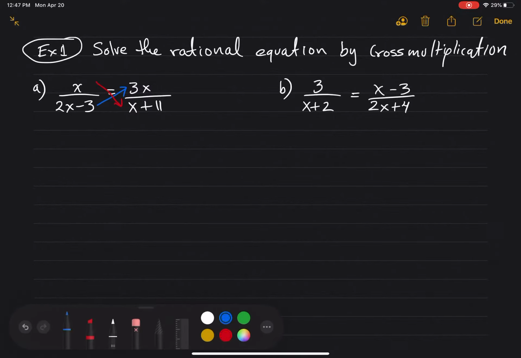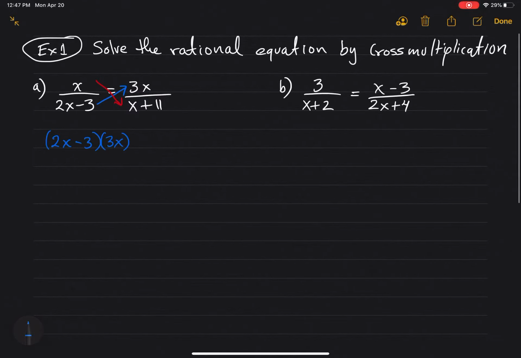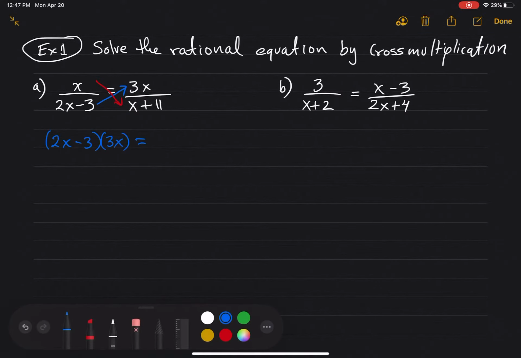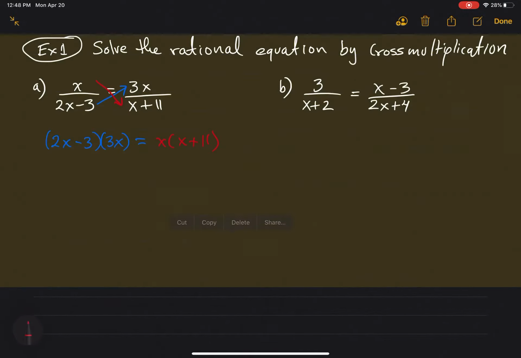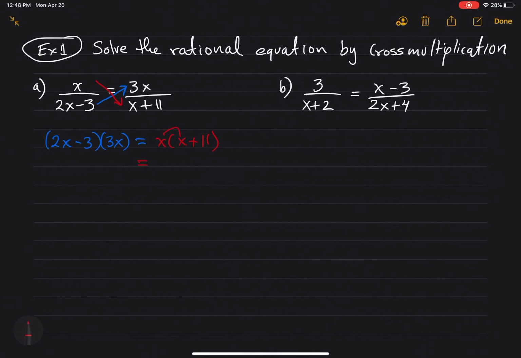So if you multiply 2x minus 3 times 3x, and then you set that equal to x times (x plus 11). Anyway, I'm going to distribute the right side since I already have the red color on. Multiply x times x, and we have x squared. Multiply x times 11, and you get 11x. On the left side, we distribute this way, and you get a total of 6x squared minus 9x.